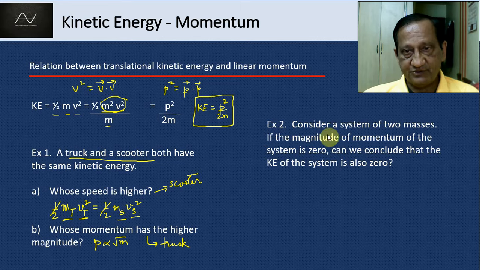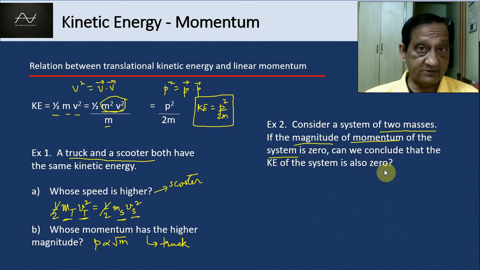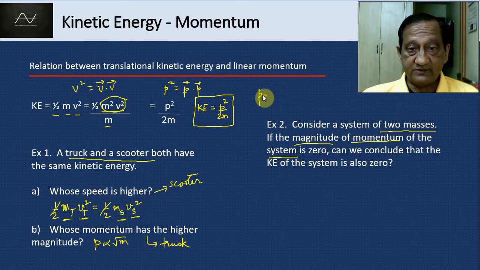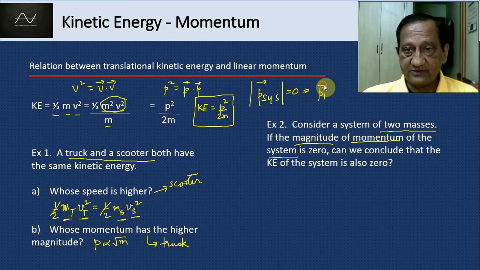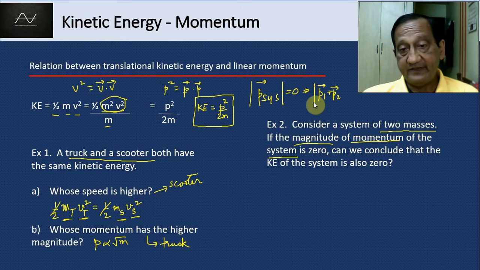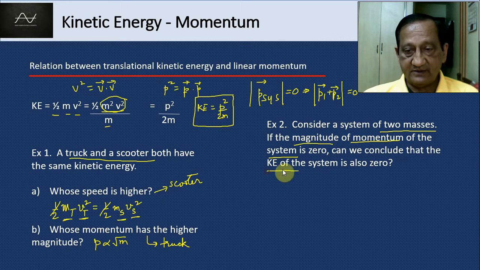Consider this beautiful question. There is a system of two masses. It is given that the magnitude of momentum of the system is zero. Can we conclude that the kinetic energy of the system is also zero? The magnitude of the momentum of the system is equal to zero. That means the vector sum of the two momentums is the momentum of the system, and then we take the magnitude, which is given to be zero. The answer is: not necessarily. It may be, but not always.